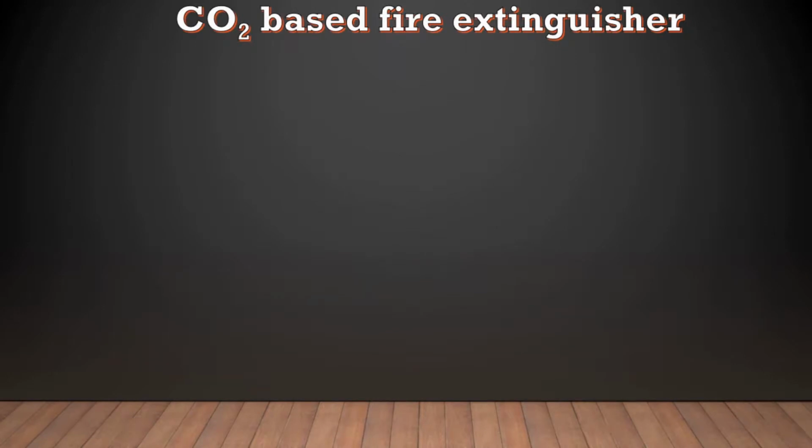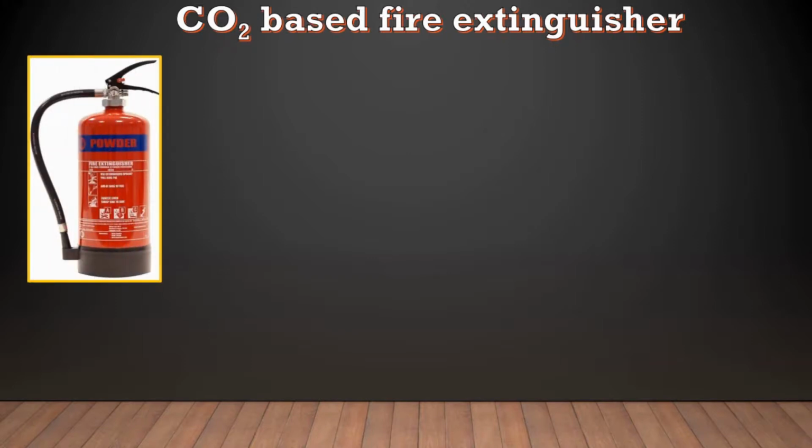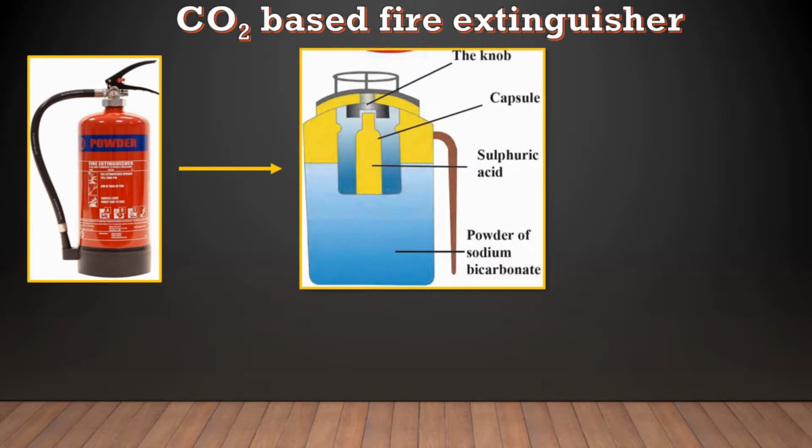Carbon dioxide does not support combustion, hence it is used in fire extinguishers. Let us study the working and the internal structure of a fire extinguisher. A fire extinguisher contains sodium bicarbonate powder. There is also dilute sulfuric acid placed in a glass capsule. The capsule breaks on pressing the knob.